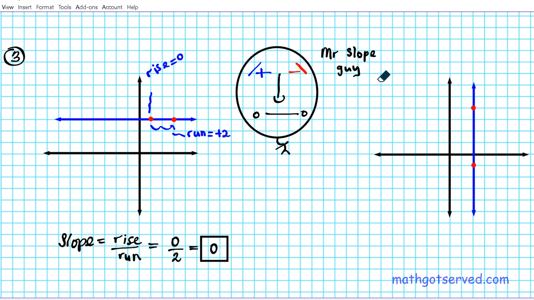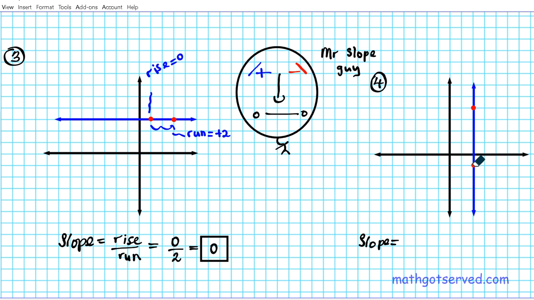Number 4, we're looking for the slope of a vertical line. If you take a look at Mr. Slope Guy, you automatically know what the answer is. It's the nose, right? So this letter right here represents U. The slope of a vertical line is always undefined. So the slope of this line is undefined. Let's go ahead and find the slope.